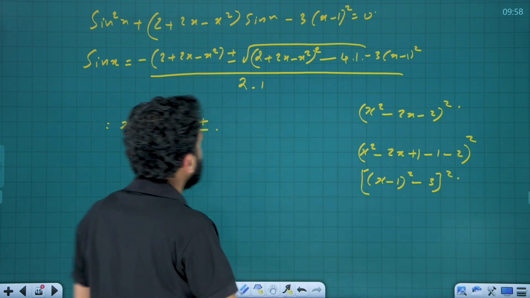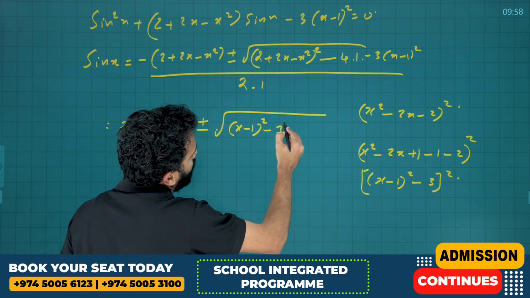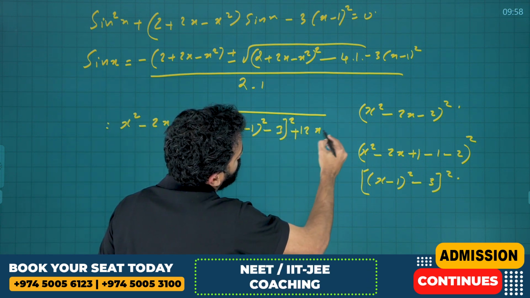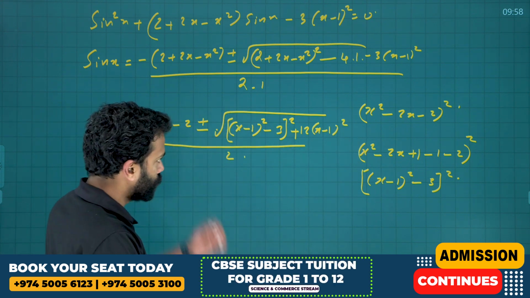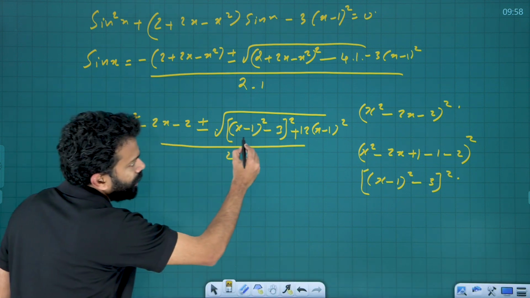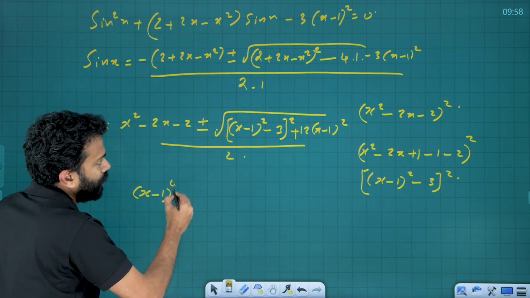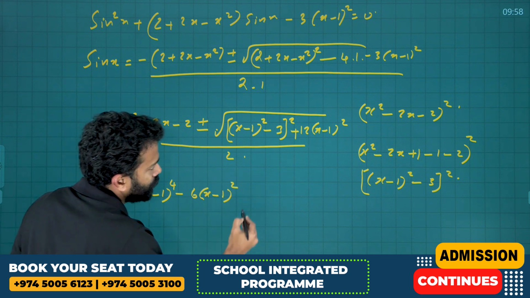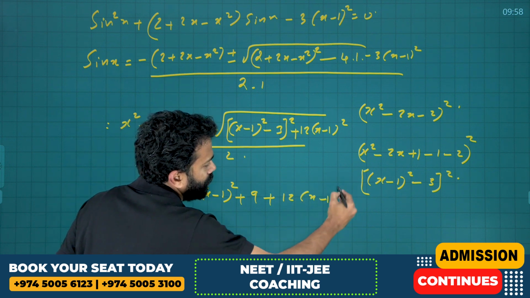So, instead of this, I am going to write that is (x minus 1) the whole square minus 3, the whole square, plus 12 into (x minus 1) the whole square, divided by what? 2. Okay. So, I am going to operate the discriminant part only here for now. That is, what is (a minus b) the whole square? I hope you know that it will be (x minus 1) the whole raised to 4 minus 6 into (x minus 1) the whole square plus 9, plus 12 into (x minus 1) the whole square.